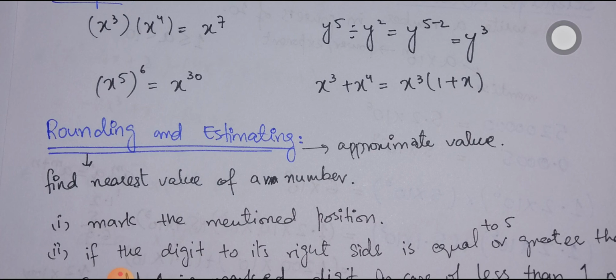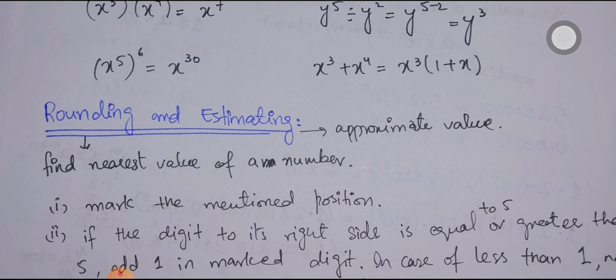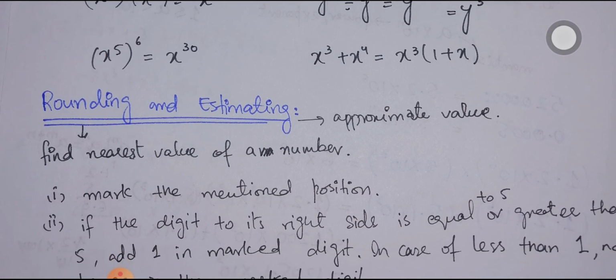The next term we are going to discuss is rounding off and estimating the expression. Estimating means I am going to find the approximate value or the nearest value, not the exact value. We are just going to have an idea of which real number we could have as an answer without solving it completely. And rounding off means that we are going to find the nearest value of a number depending upon the place value mentioned.